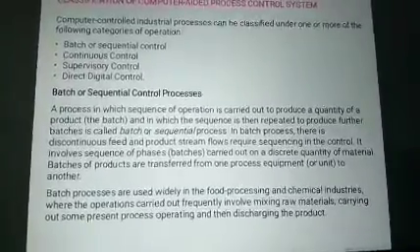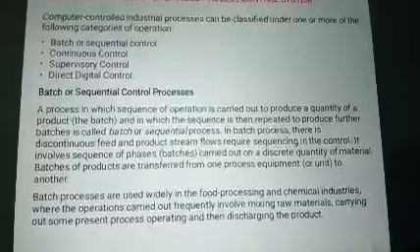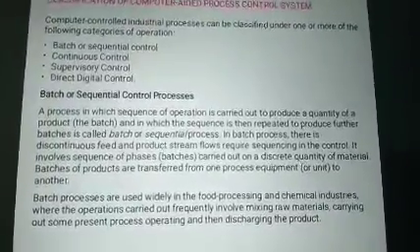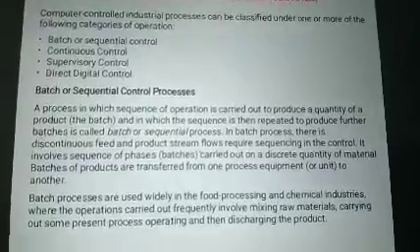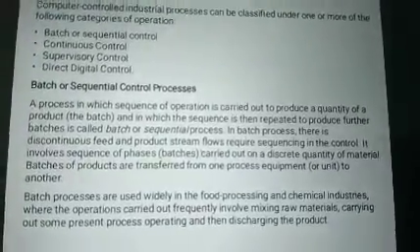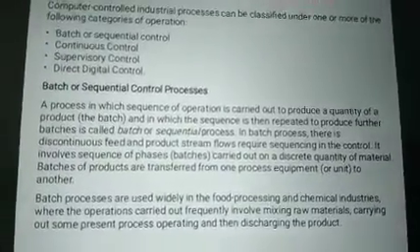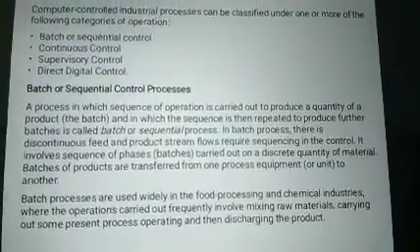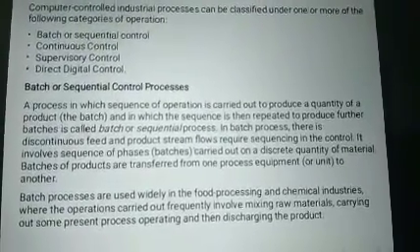Now the batch or sequential control process is basically a process in which a sequence of operations is carried out to produce a quantity of a product, which we term as the batch, and in which the sequence is then repeated to produce further batches. Hence, it is called the sequential process as well.